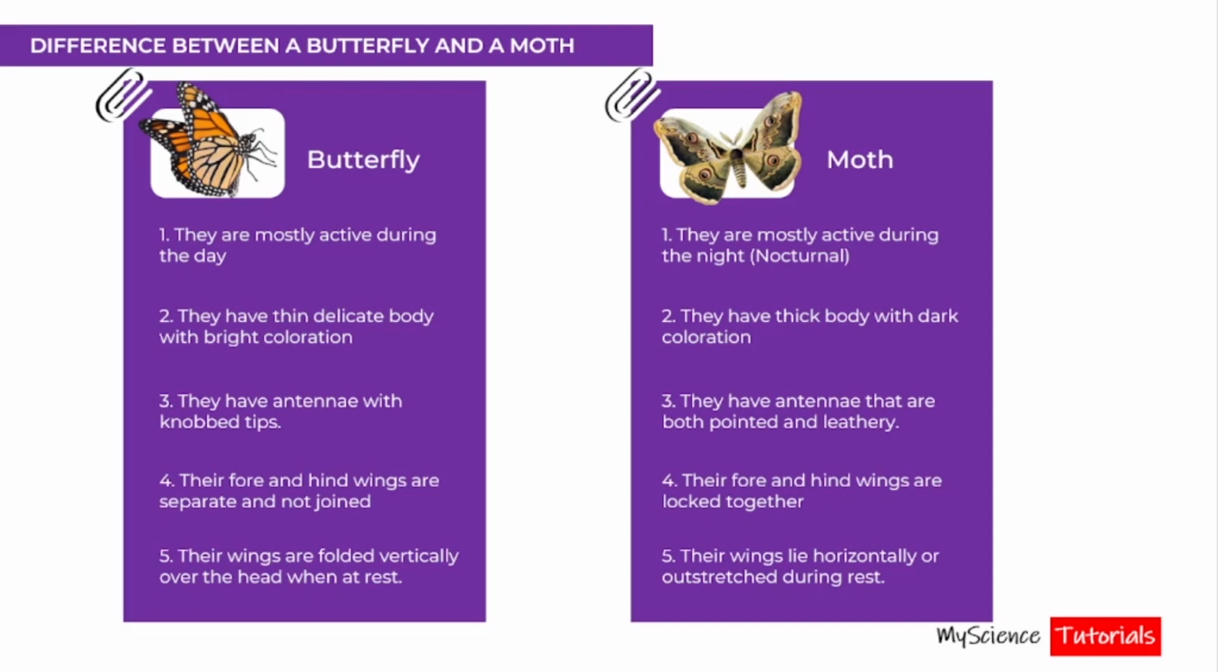For a butterfly, their fore and hind wings are separate and not joined. But for a moth, the fore and hind wings are locked together. There's no clear distinction between their fore and the hind wing because they are fused together. For a butterfly, their wings are folded vertically over the head when at rest. But for a moth, their wings lie horizontally or outstretched during rest.